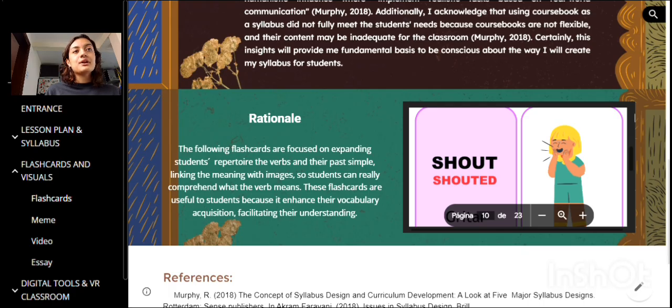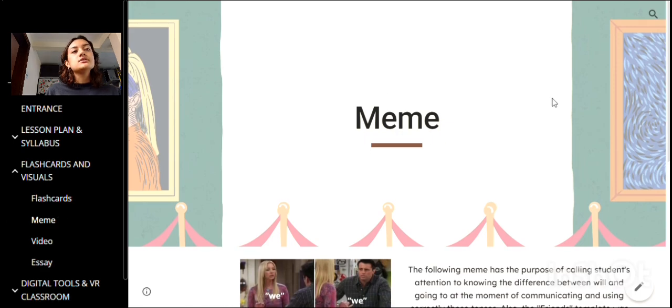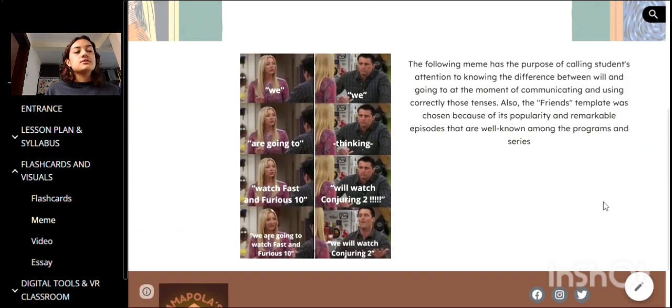Then the next material is the meme that seeks to call students' attention to the different purposes of using going to and will, so students really know how to use these future tenses, and also to call their attention because it's about a famous series and something that may be interesting for them.